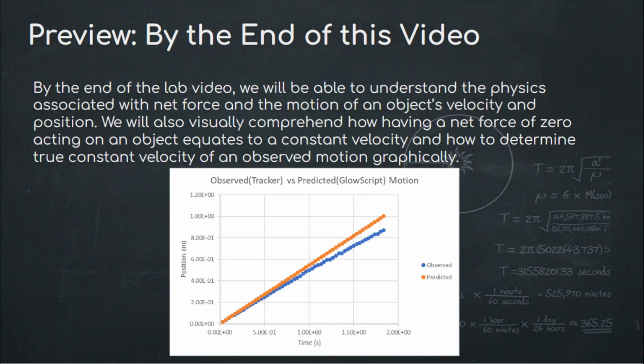By the end of this lab video, we'll be able to understand the physics associated with the net force and the motion of an object's velocity and position. We'll also visually comprehend how having a net force of zero acting on an object equates to a constant velocity of an observed motion graphically.